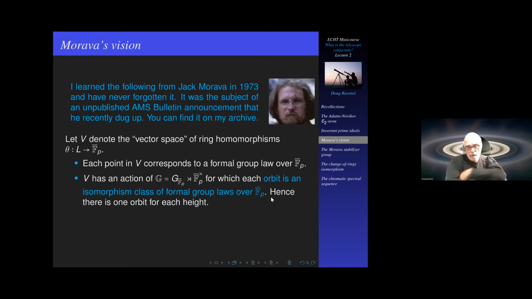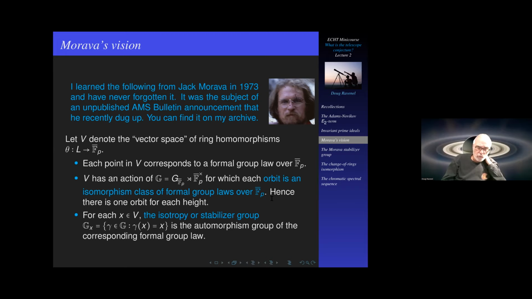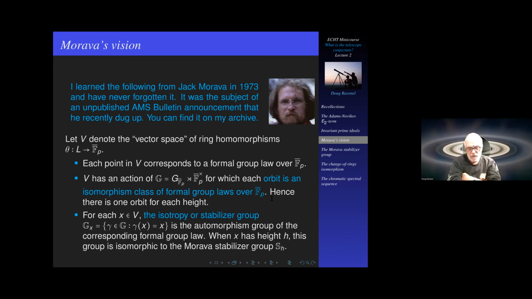Now, a theorem of Lazard tells us what those isomorphism classes are. There's one for each height. So there's one orbit of this thing for each height, including infinity. And for each point X in this V, there's an isotropy group or stabilizer group G sub X. So that's the elements in the group fancy G that fix X. So that is the automorphism group of the formal group law corresponding to X. Now, when X has height H, this is isomorphic to what is now known as the Morava stabilizer group, S sub H. And I will describe this group explicitly in a moment.